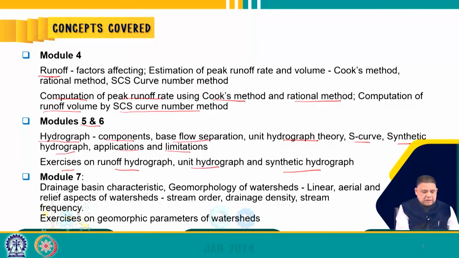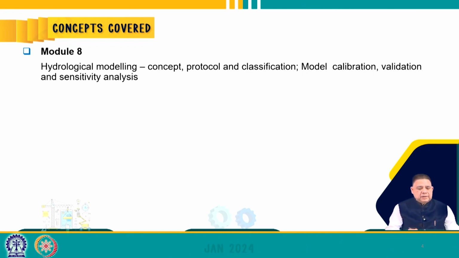Module 7 will talk about drainage basin characteristics, that is geomorphology of watersheds, linear, aerial and relief aspects of watersheds, stream order, drainage density, stream frequency, and then we will carry out exercises on geomorphological parameters of watersheds. During module 8, we will talk about hydrological modeling, that is the concept, protocol and classification of hydrological models. We will discuss the basic steps of model calibration, model validation and carrying out the sensitivity analysis of model parameters.